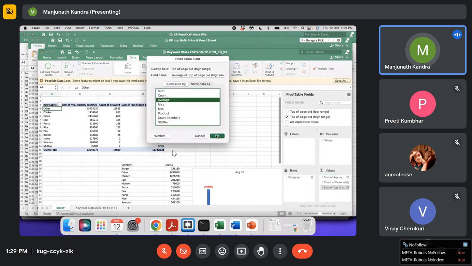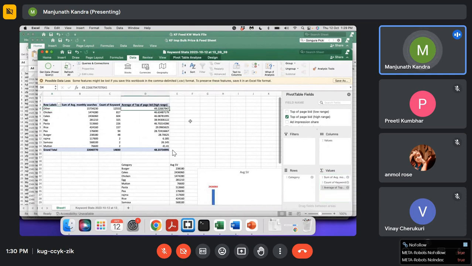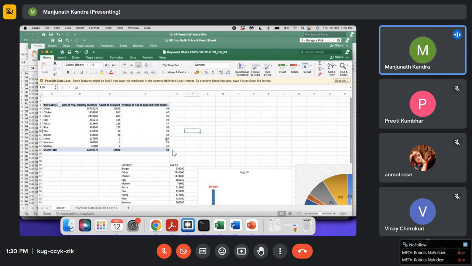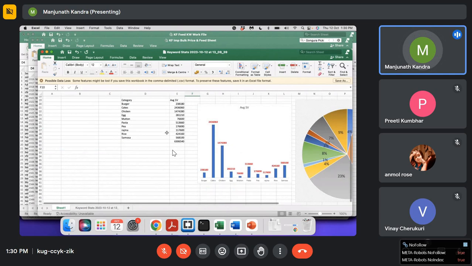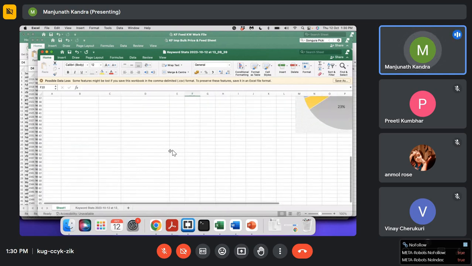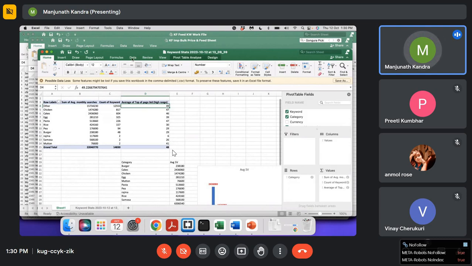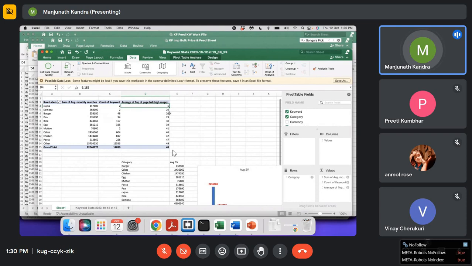Change it to average. So which is costing you the highest CPC, I'll tell you. Look at this, which is costing you the highest? Now, finding like this, when you have 500 rows or 100 rows, it becomes super difficult. So what can I do? I'll quickly sort this data A to Z. Lowest is Rajma related, then samosa, then burger.